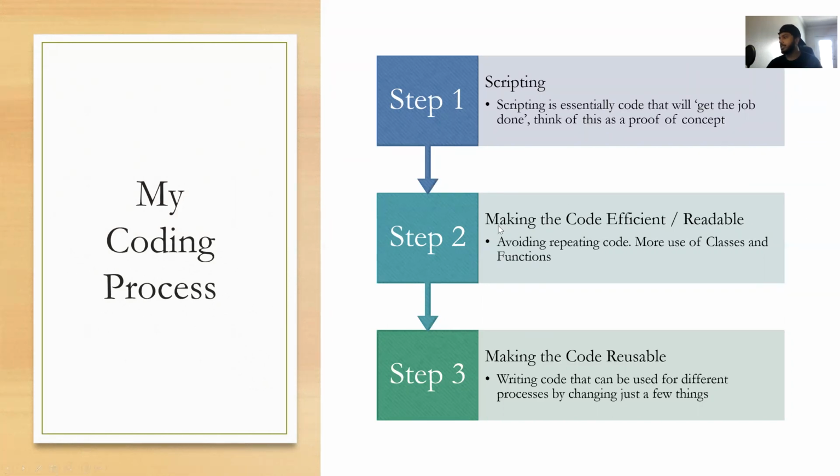The next step is making the code more efficient, making it more readable, avoiding repeating the same code if possible, and using more classes and functions. I think of that as my second step. And the third step is making the code reusable. So let's say I have two processes that are very similar. I want to make it so that I can use the same piece of code for both processes with very little manipulation of the variables that I pass into the code. So that's the third step.